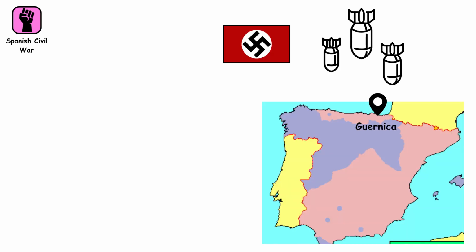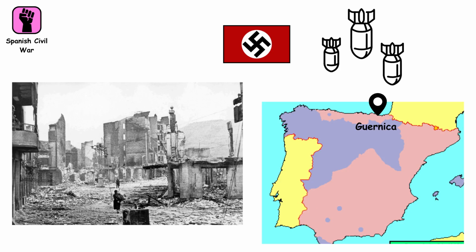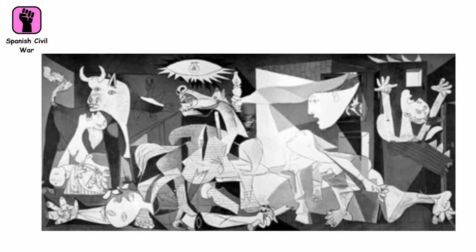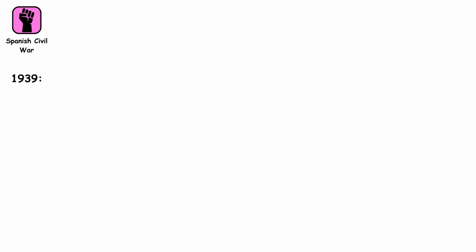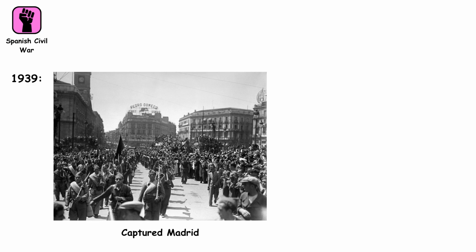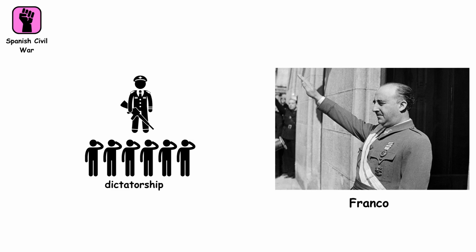ground. The bombing of the Basque town of Guernica by German aircraft shocked the world and became a symbol of the war's brutality, famously depicted in Picasso's painting. In 1939, Franco's forces captured Madrid, leading to the Republic's fall. Franco established a dictatorship that would last until his death in 1975.